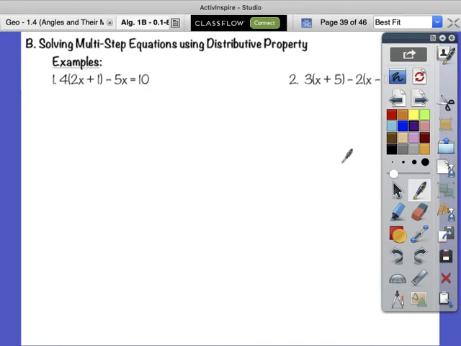Alright. 4 times the quantity of 2x plus 1 minus 5x equals 10. Have we seen a problem kind of like this? Yeah, like our homework, right? Okay, why don't you guys actually try this one? And once you have it or have questions, raise your hand.